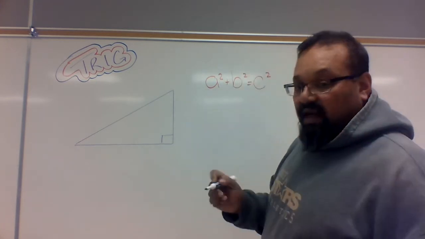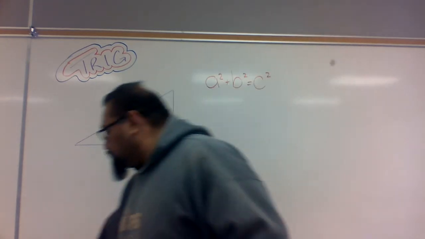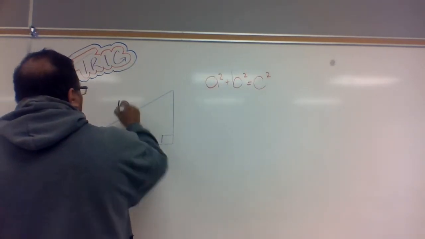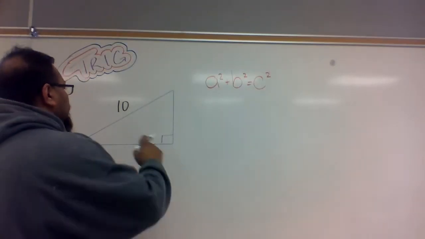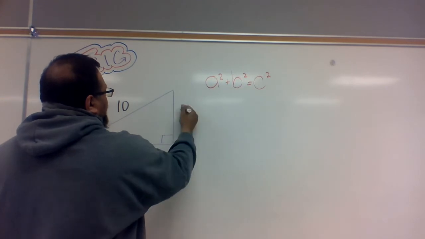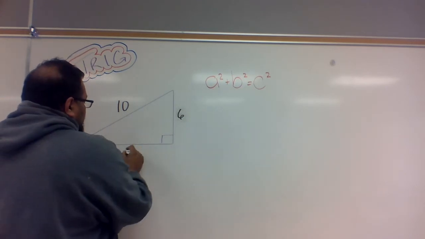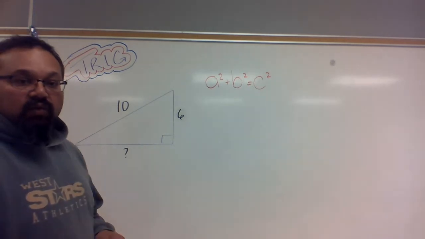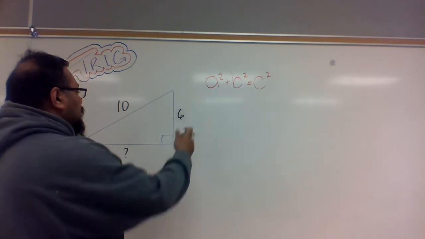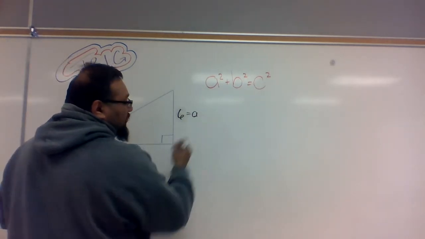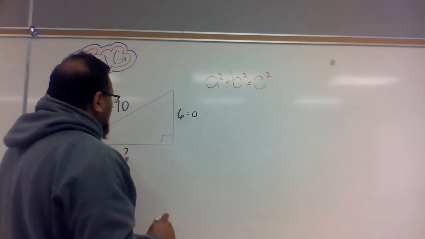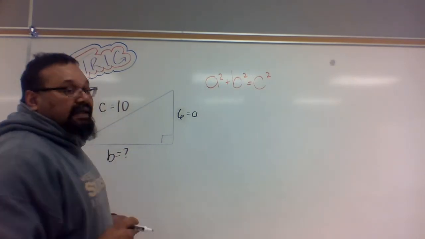Okay, so for this example, if I get my black pen, let's say that I have a hypotenuse of 10, and one of the sides is going to be 8. Actually, let's use 6. I prefer 6. Now our unknown is here. So once again, when we're using the formula, identify what you do know and what you don't know. My 6 is going to equal my A, and my 10 is going to equal my C. That means I don't know the value of B.